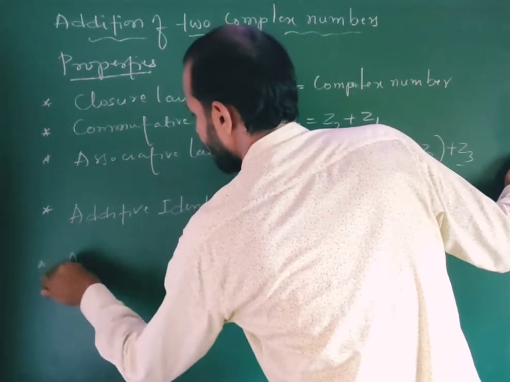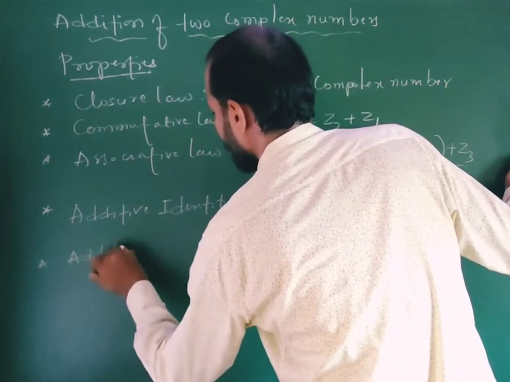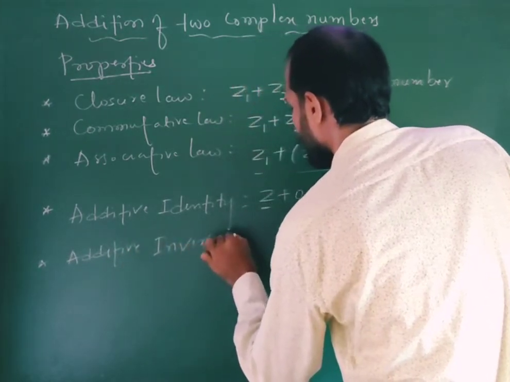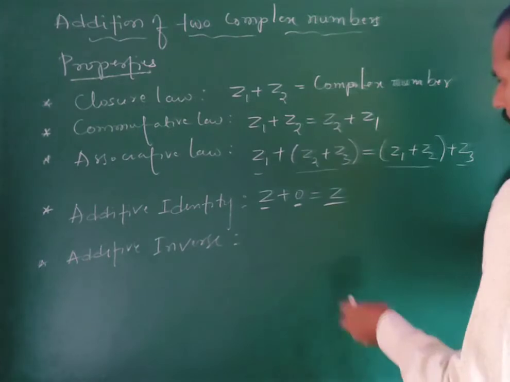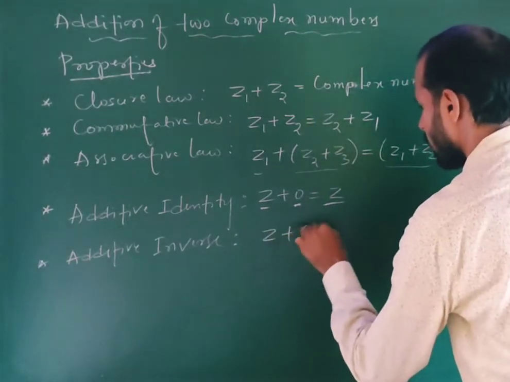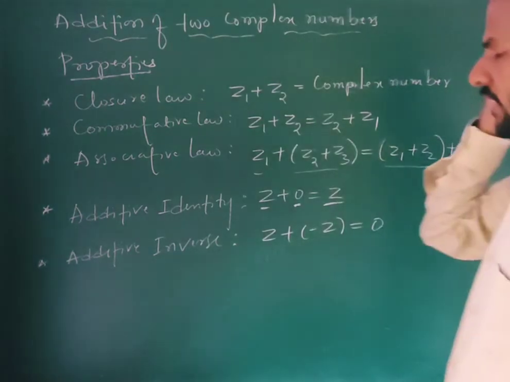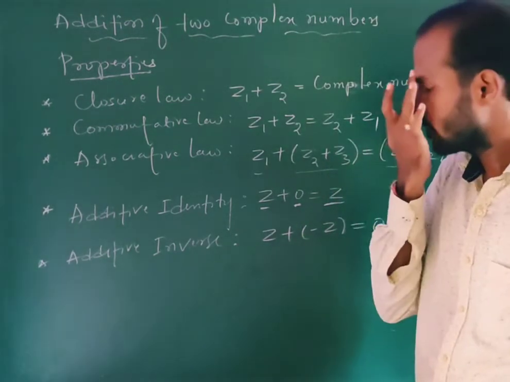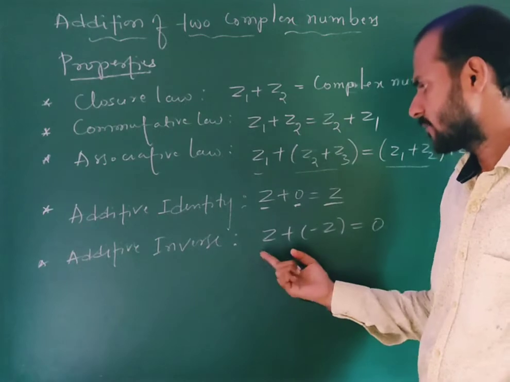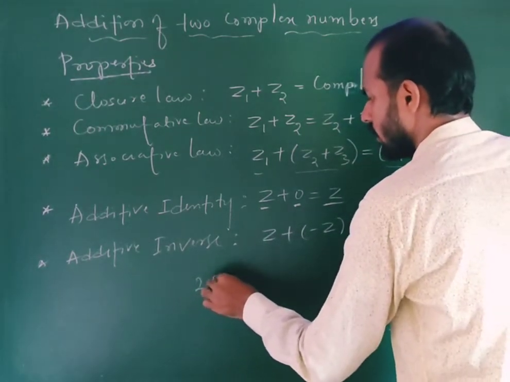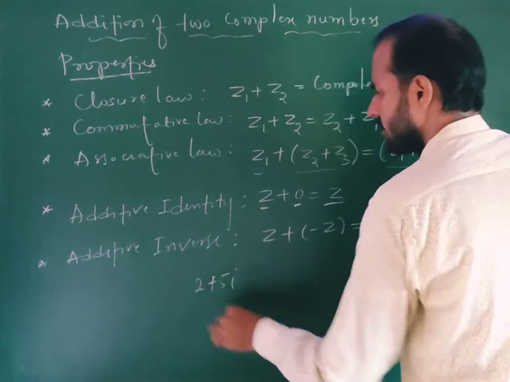Finally, the fifth one is additive inverse. Additive inverse is nothing but Z plus minus Z, which is equal to what? 0. Again we have two complex numbers, the first complex number is Z. Let us consider an example: 2 plus 5i.